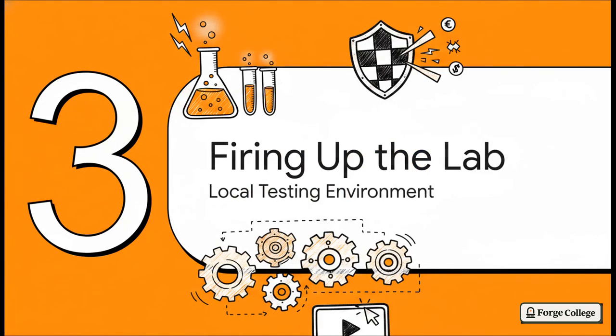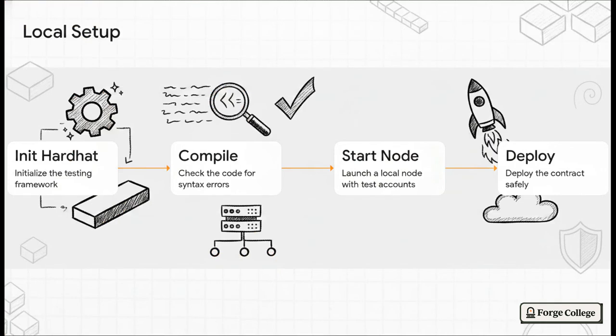Section 3, firing up the lab. Let's set up our local testing environment, where if our code breaks, hey, we only lose time, not actual ETH. Getting started is an easy 4-step process. First, you initialize Hardhat. Second, you compile the contract just to make sure there aren't any weird syntax errors. Third, you start up a local node. And fourth, you deploy safely. In all the hands-on courses at Forge College, we always emphasize doing this local testing first. It really builds your confidence before you ever touch a live network.